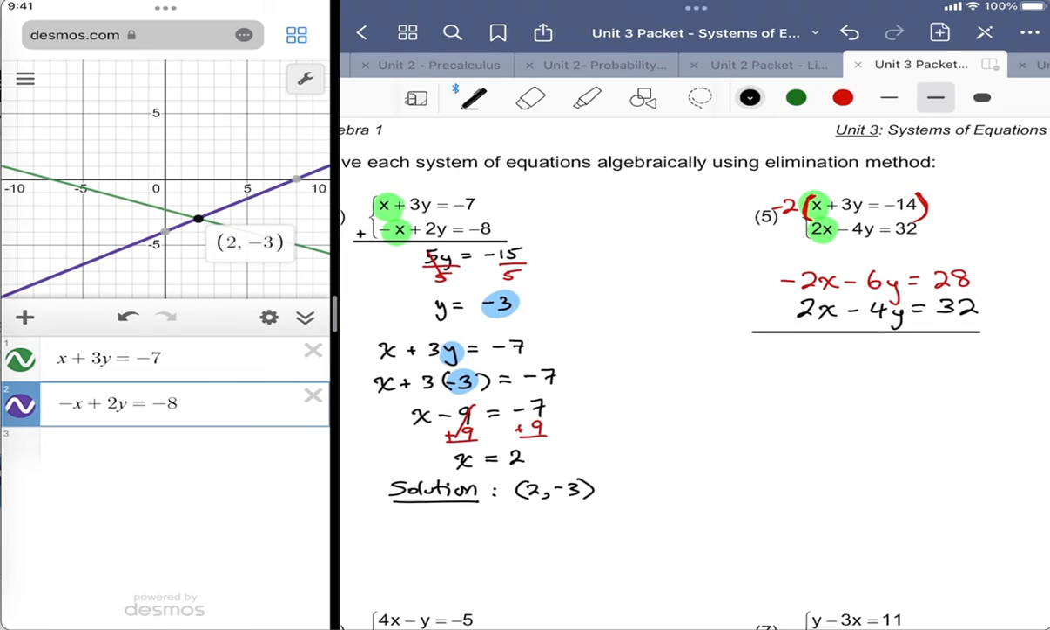And you see it's, again, another situation where the two variables will cancel out when you add the two equations together. If you get to this step and you're noticing that they're not opposites, then you're choosing the wrong number to multiply by. All right?